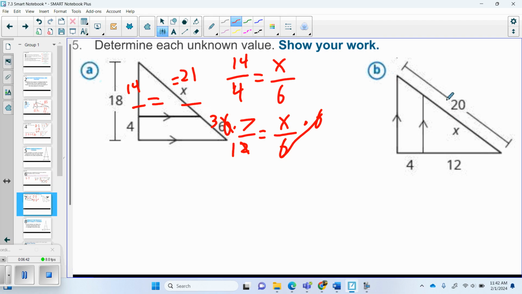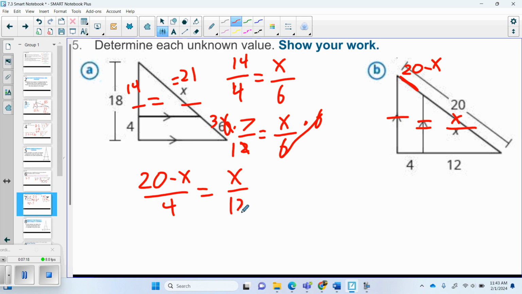Welcome back. So as I did with the last one, I have to find just this length. This length, if I know the whole thing is 20, this length would be 20 minus x. And then I'm going to have my equation. So I have 20 minus x over 4 equals, this isn't 20, this is x, equals x over 12. This one I will want to cross multiply.